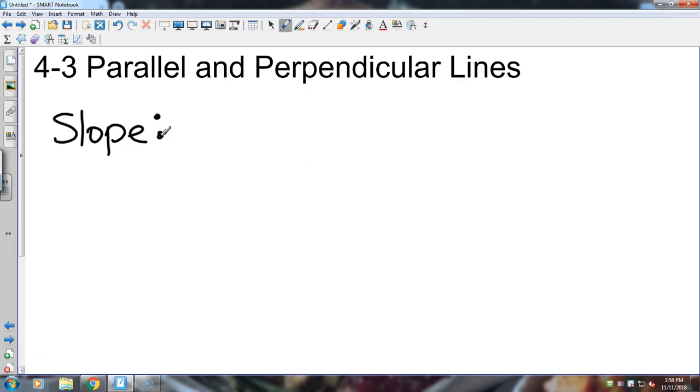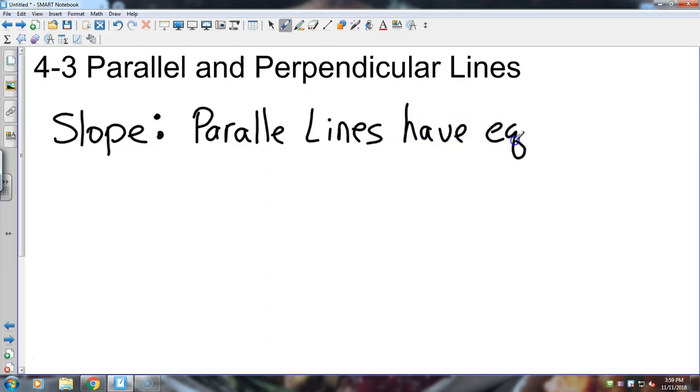Let's think of things that are parallel. Train tracks, sides of the road, sides of a rectangle, the sides of the board that I'm writing on here, opposite sides, those are parallel, and so they never touch. And so in slope, parallel lines have equal slopes.